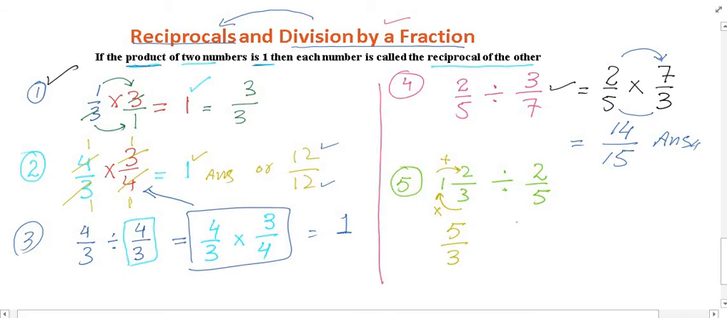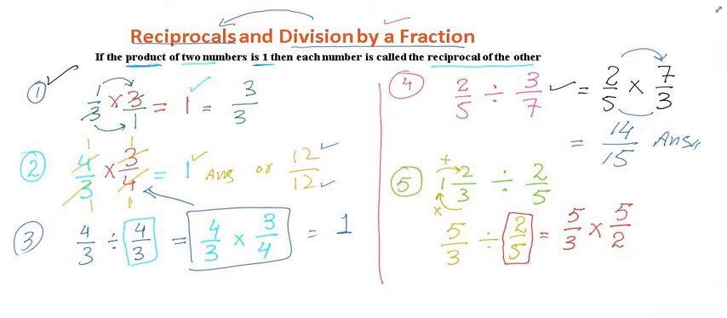Division changes into multiplication, or you can first write it as it is. So 5 out of 3 divided by 2 out of 5. Now we apply the reciprocal of the second number. So what is the reciprocal of this? 5 out of 2. Now numerator multiplies with numerator, meaning top with top and bottom with bottom.